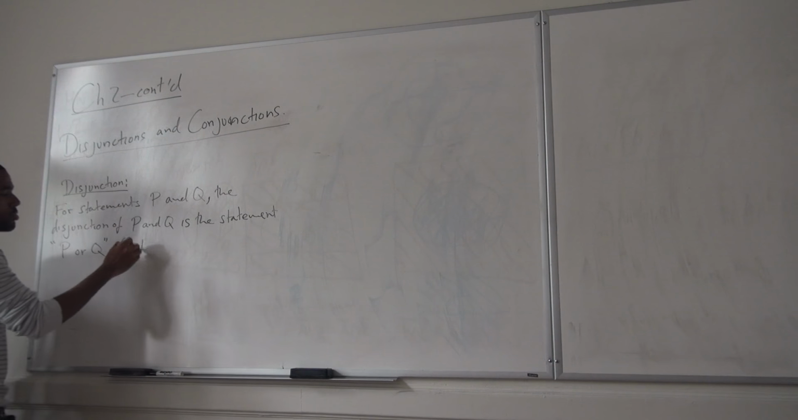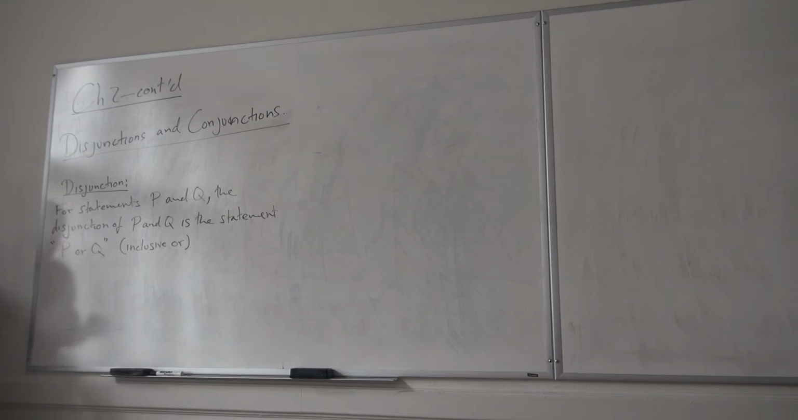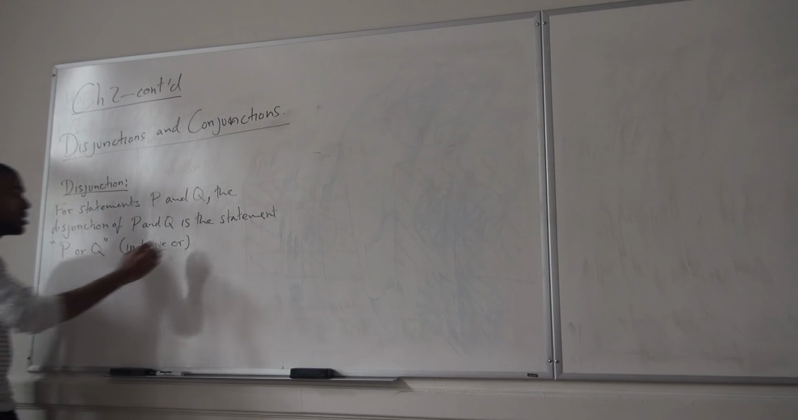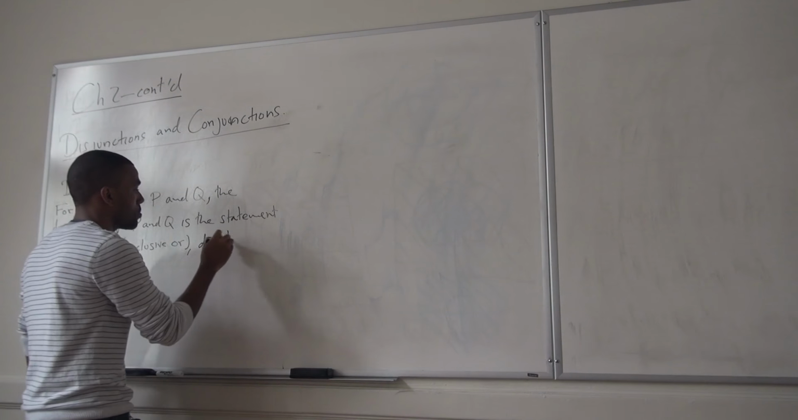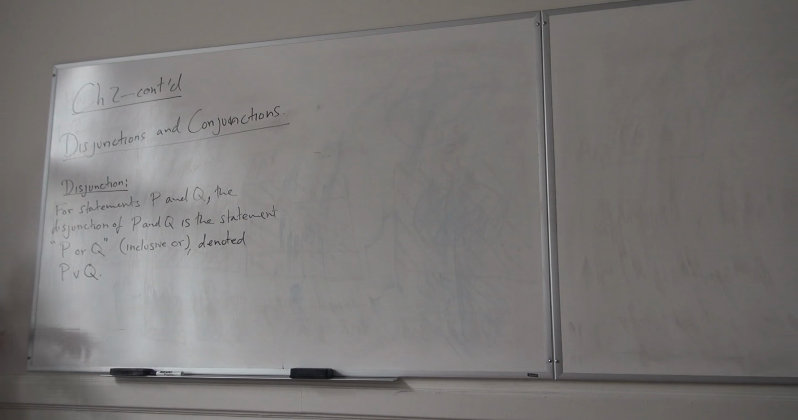And this is an inclusive or, meaning either the statement P is true, or the statement Q is true, or both are true. And it's denoted P ∨ Q. So that little V means or. So this means P or Q. That's how you would read it.